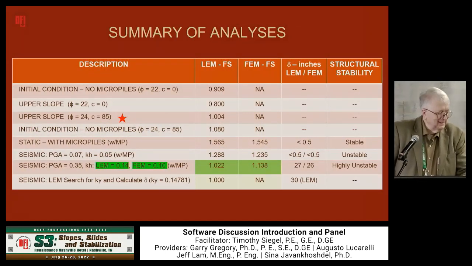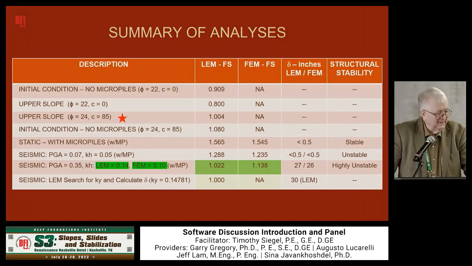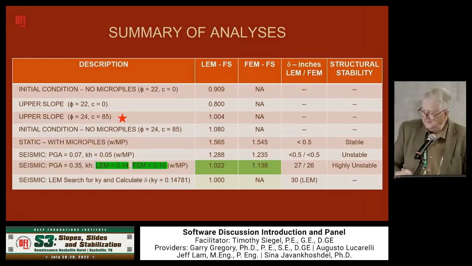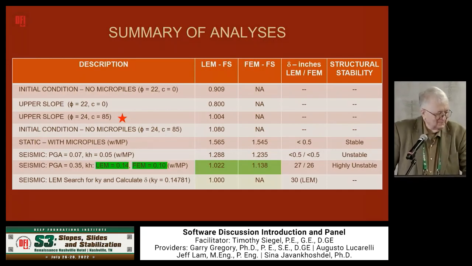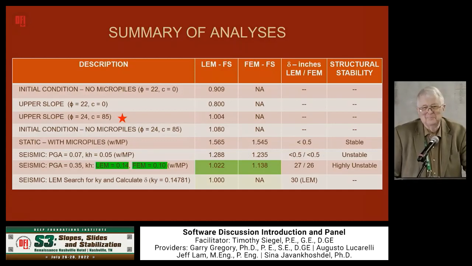So summarizing it in a table, initial condition with the shear strength phi equal 22 degrees plus 0 C, I got the 0.909, which I felt like was kind of too low. Then the upper slope, get the 0.8 factor of safety. Upper slope with increased phi of 24 plus 85 cohesion, I get the 1.004 like I presented earlier. And then with the micropiles, and this WMP just means with micropiles to shorten it up, and the 0.07, case of H 0.05, I got a little above 2, good agreement between the limit equilibrium and finite element method, and the displacement was still acceptable, less than a ½ inch on the 0.07 PGA, but the system's unstable, a structural system.